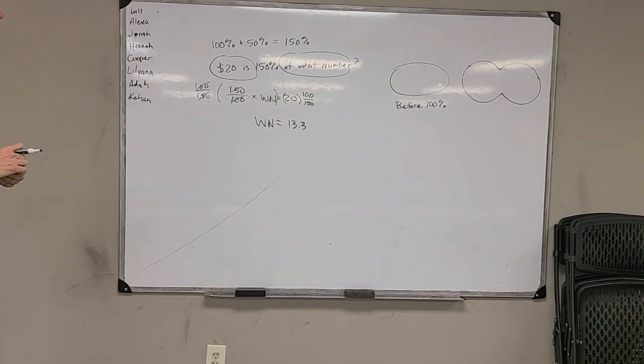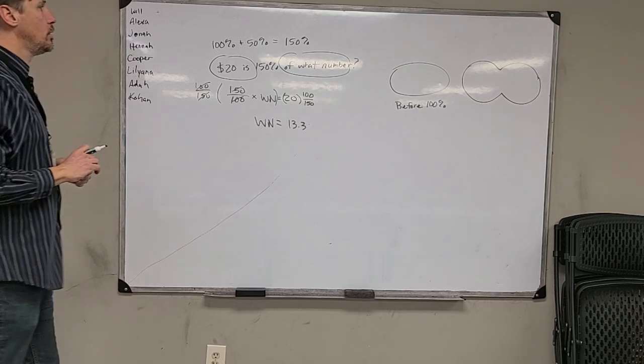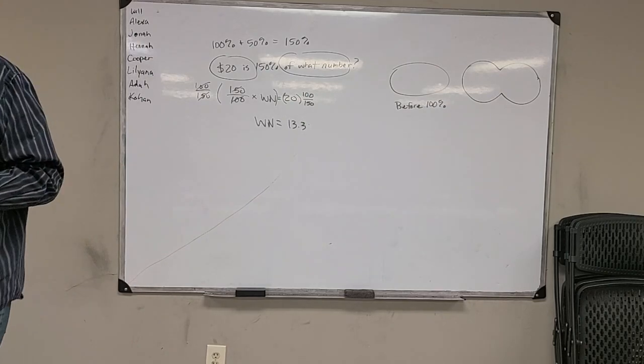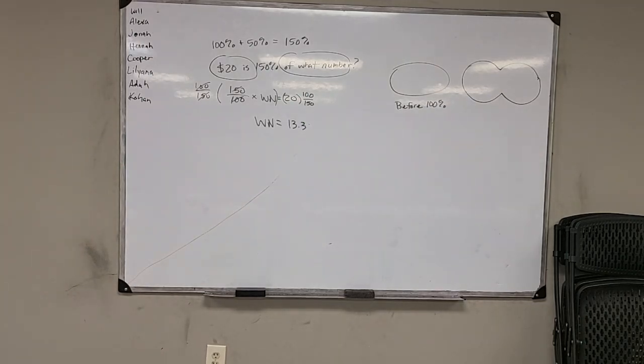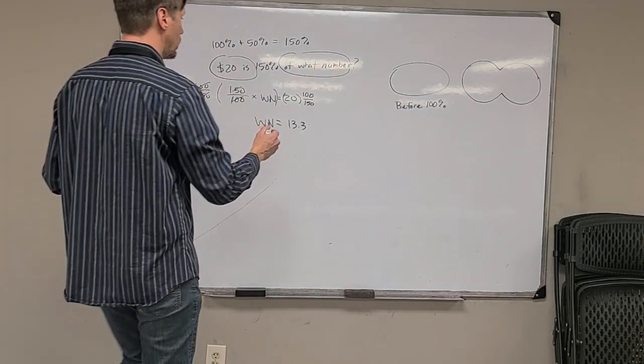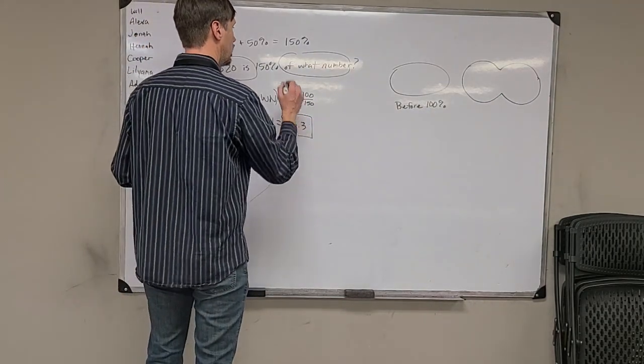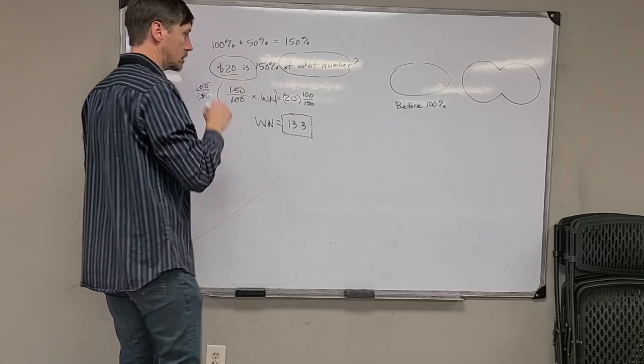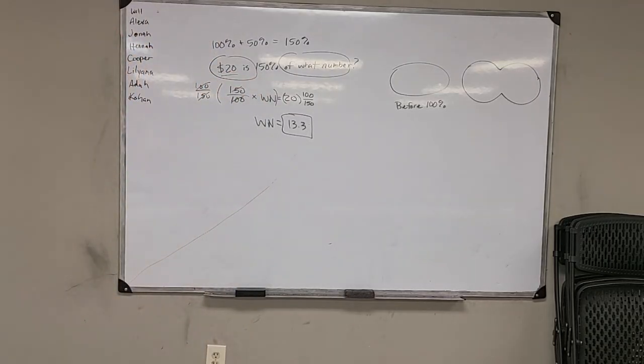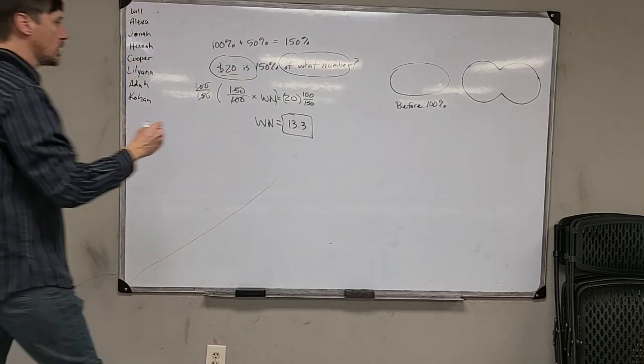So the before 100%, what was the number that we started with? What was the 100% number? 150%? No, 50%. Oh my God. This is our number. 20? Our choices are either 13.3 or the 20 right here. Oh, I did put dollars in there, didn't I? I didn't remember that. So we'll put a dollar sign here too.